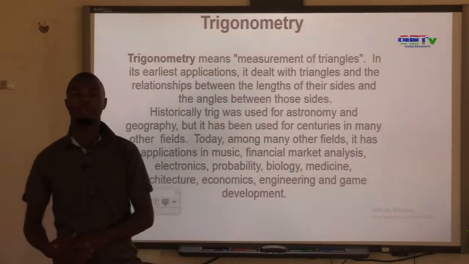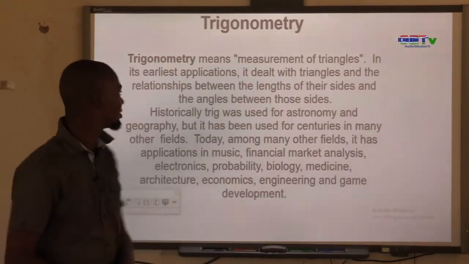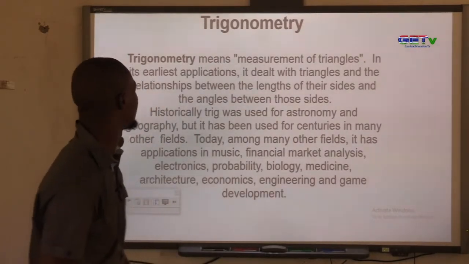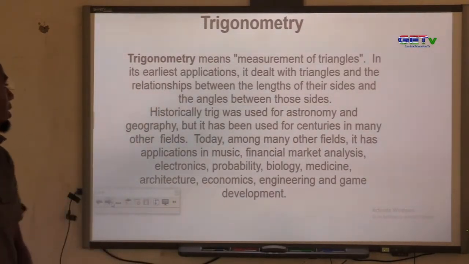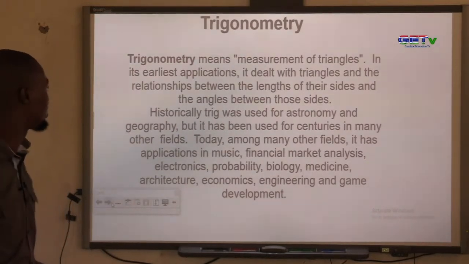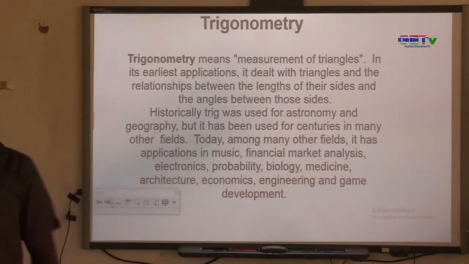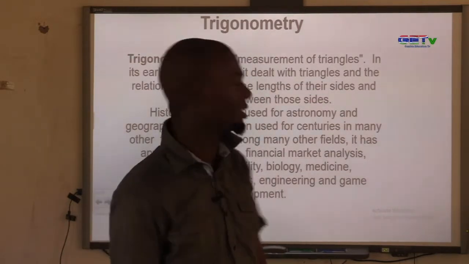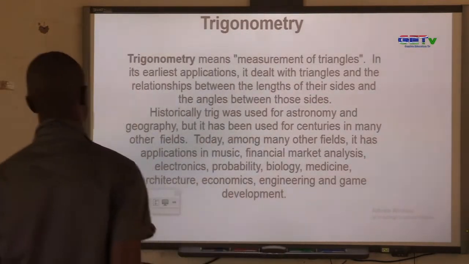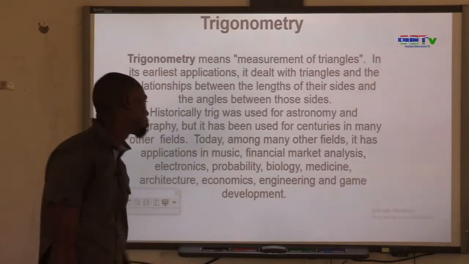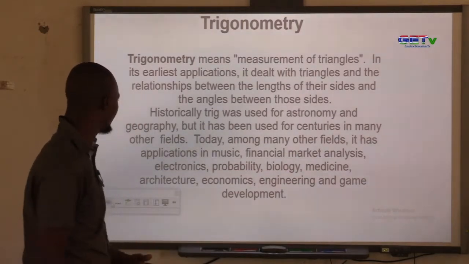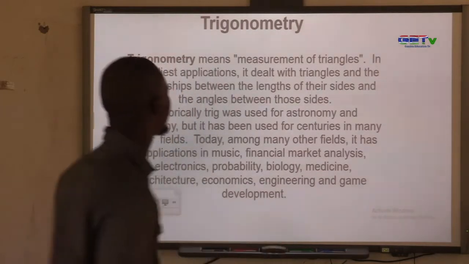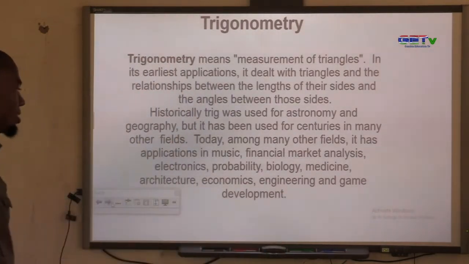This is the meaning of trigonometry. Trigonometry means measurements of triangles. In its earliest application, it deals with triangles and the relationship between the lengths and the sides of the triangle. Historically, trig was used for astronomy, geography, but it has also been used for centuries in many other fields.